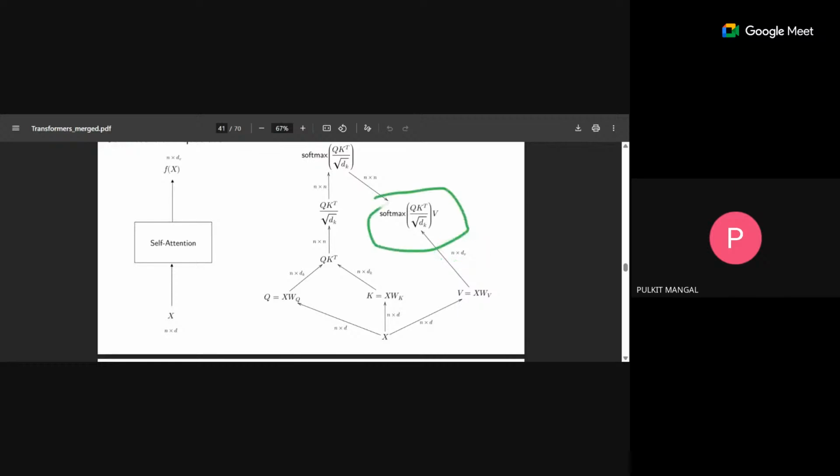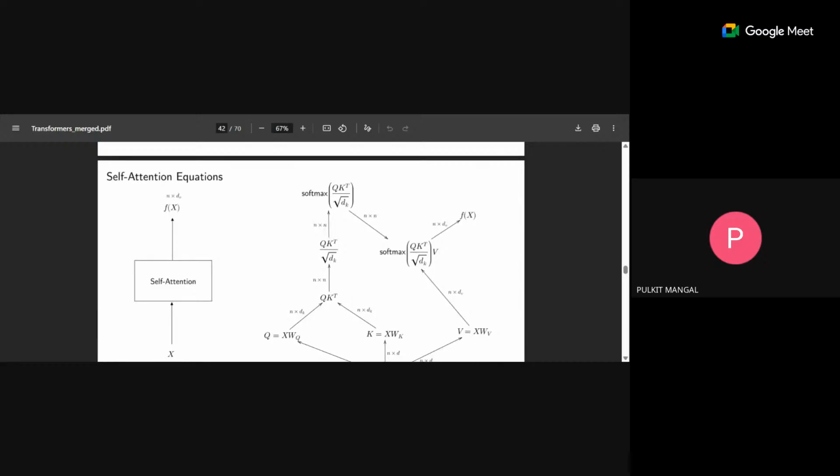Now what will be the output of this part then? What will be the dimension of that? N cross dv. Yeah, correct, n cross dv. That's the dimension of this self attention equation. Now that's what is happening in each of these self attention blocks.